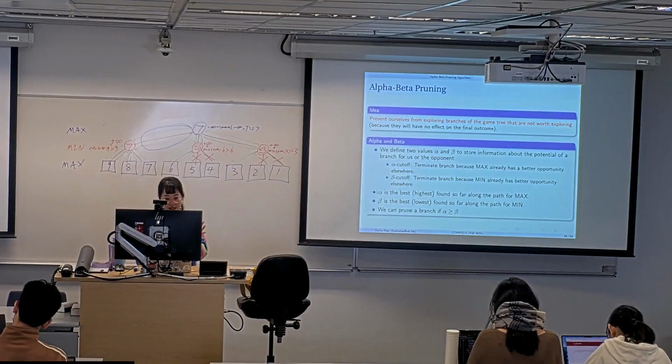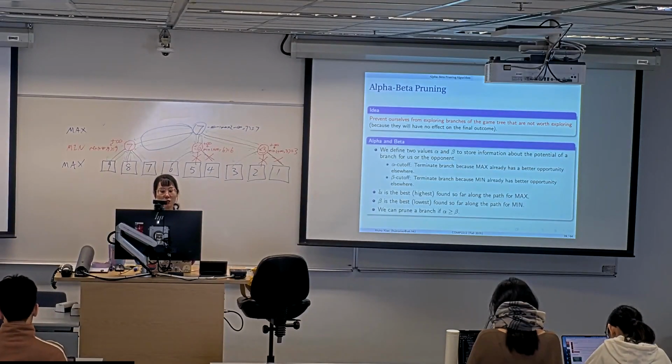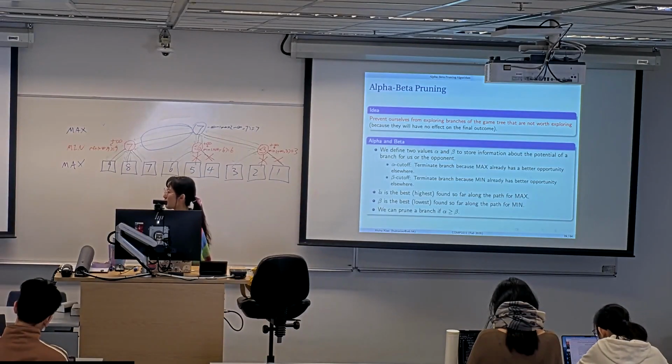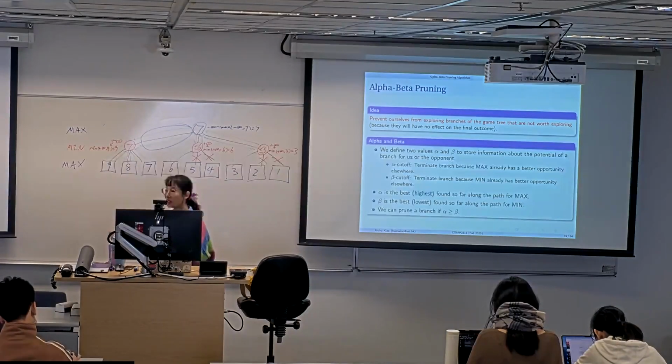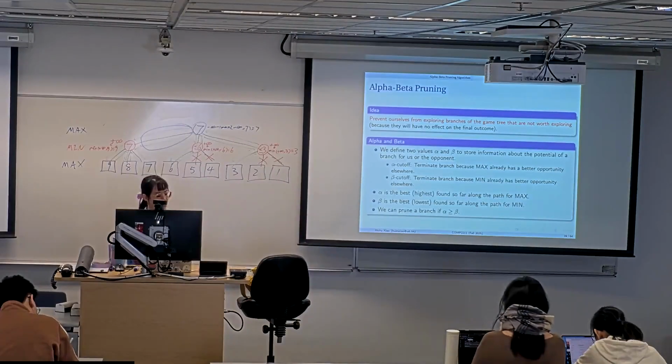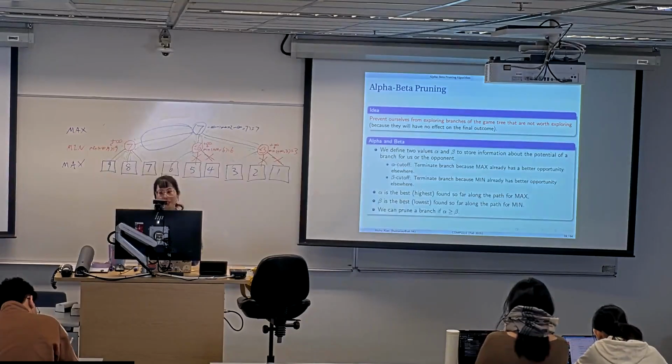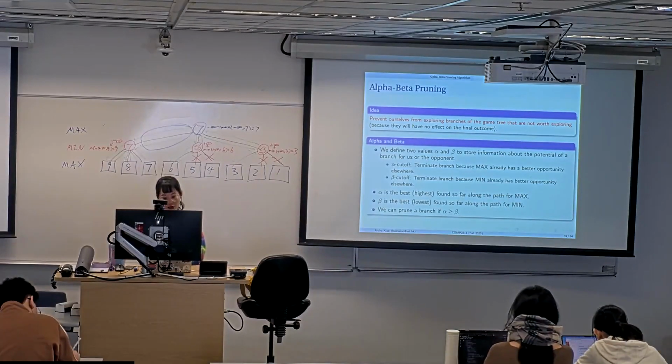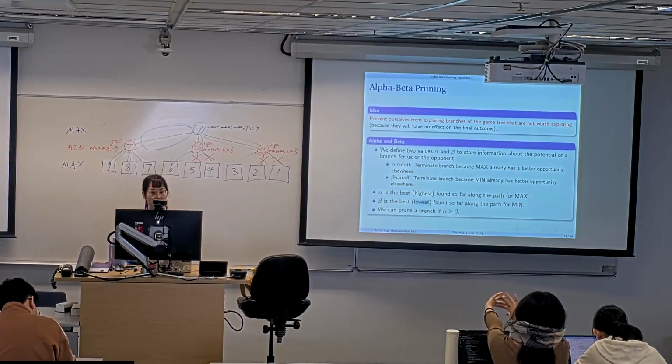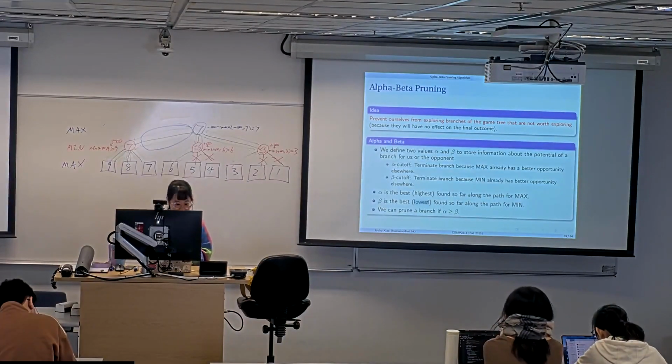Then alpha is the best value found so far along the path for the max. Since it's the best value for max, it should be the highest value, because max always wants to maximize such utility value. And beta is the best value found so far along the path for min. Since it's best for min, beta should store the lowest value, right? The min always wants to minimize this value.